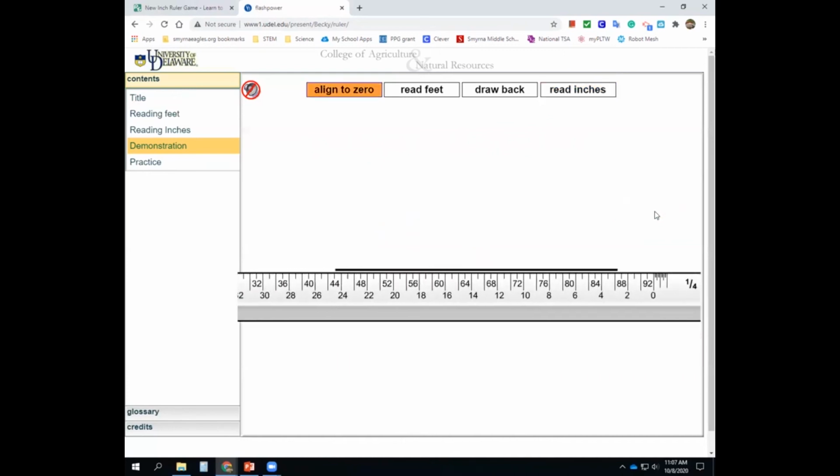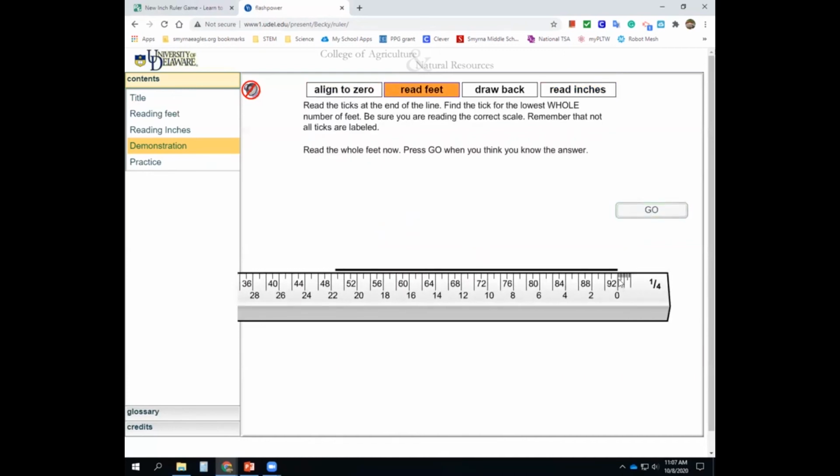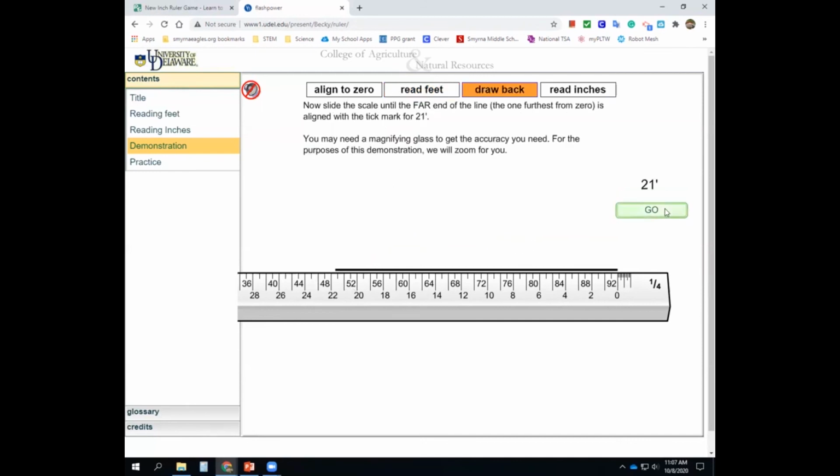All right, now we're going to do it with the 1/4 inch. Line it to 0. Again, we're using these numbers down here. See what the largest whole number is. So here's 20, here's 21, here's 22, because 21 should be right in the middle of 20 and 22. So this is 21. Yeah, this is 21.5, but we don't want that yet. We just want the whole number, whole feet. Okay? So I say it's 21. Let's see if I'm right.